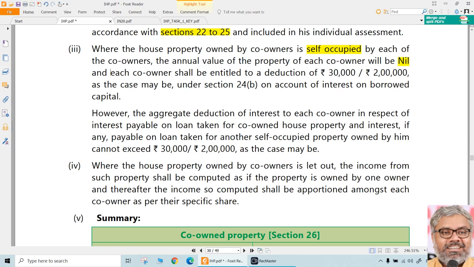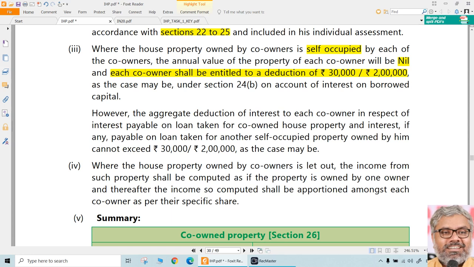But the main point to note is, each co-owner shall be eligible for a deduction of 30,000 or 2 lakhs, as the case may be. That is the only point to be specially remembered in the co-ownership situation. Other than that, it's all just arithmetic. Split between two owners according to their share. If the property is in the ratio of 2:1, we'll do the calculations and split them in 2:1. If he says equally, we split it equally. So nothing special in that.